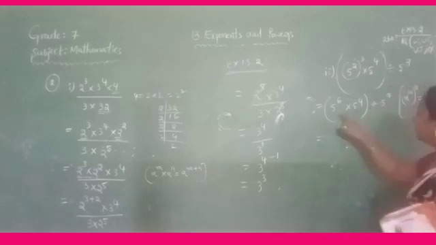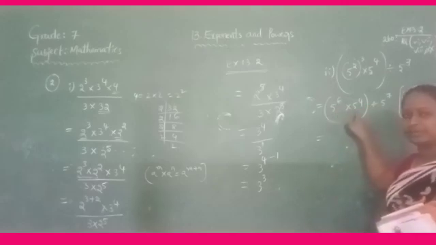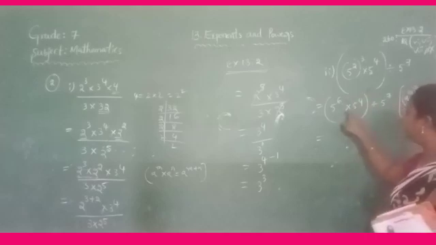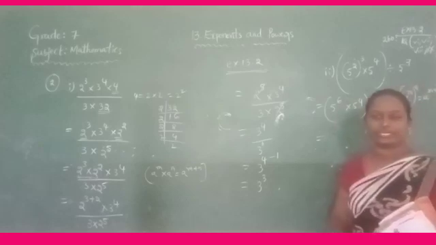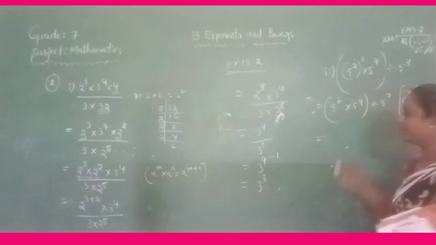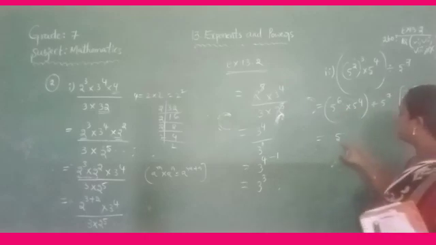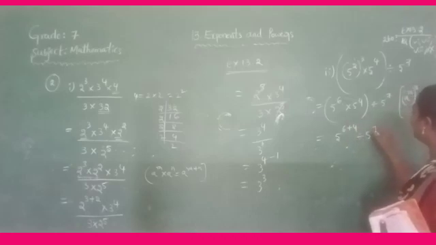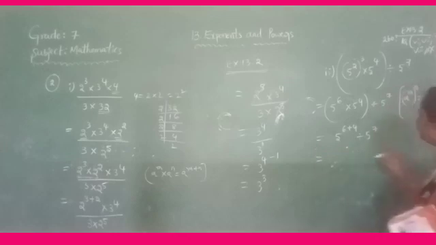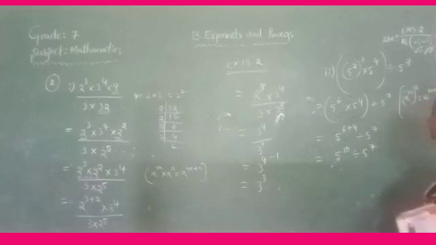So next, observe 5 to the power of 6 into 5 to the power of 4. Here bases are same, exponents are different. In the multiplication, base is same, exponents different. What have to do? We have to add the exponents. So the base 5 is common, 5 to the power of 6 plus 4, divided by 5 to the power of 7. So that is equal to 6 plus 4 is nothing but 10. 5 to the power of 10 divided by 5 to the power of 7.